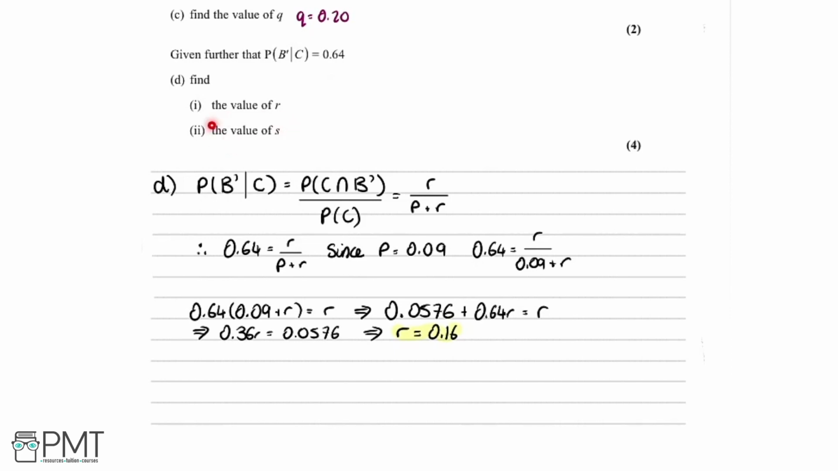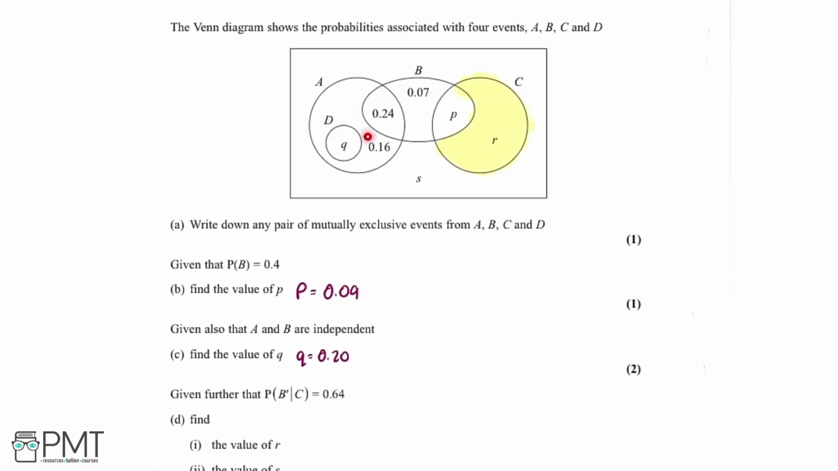Great, so now we've done the first part of D, we need to look at the second part, which says we need to find the value of S. We can use the fact that the sum of the probabilities here is going to equal 1. The sum of all the probabilities inside A, B, C and D here, plus S here, which is outside, is going to equal 1. And we could write this in a couple of different ways, but we know the value of the probability of B because we've been given it here. So we're going to have 0.4 plus, we've already catered for all of this, so we're going to have to add R to cater for this part here, and we know that R is 0.16.